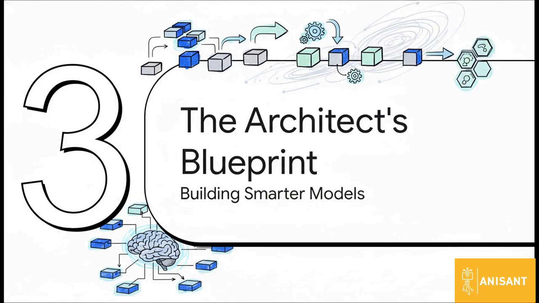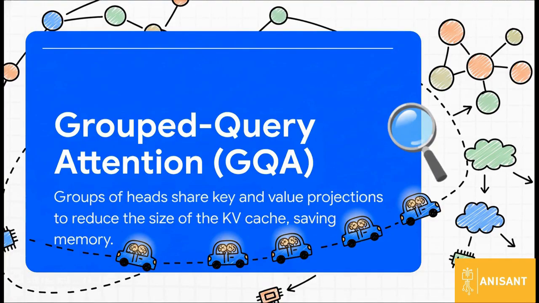But let's be real, these developer tricks are kind of like putting a bandage on the problem. The next layer of the solution goes way deeper. It's about changing the fundamental design, the actual architecture of the AI models themselves. One of the huge innovations here is called Grouped Query Attention, or GQA.